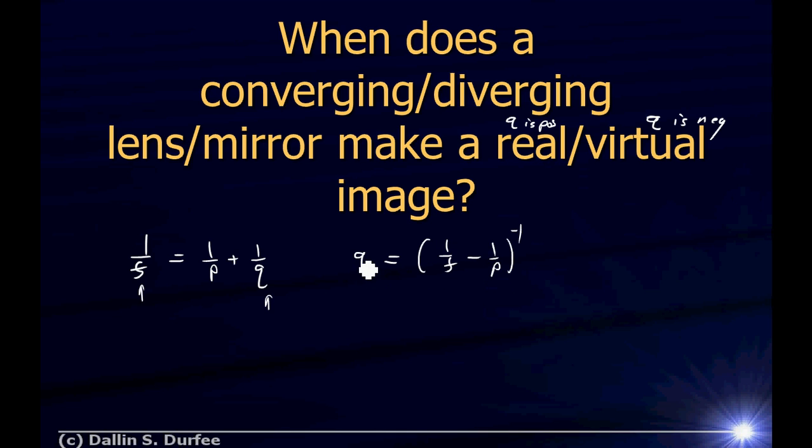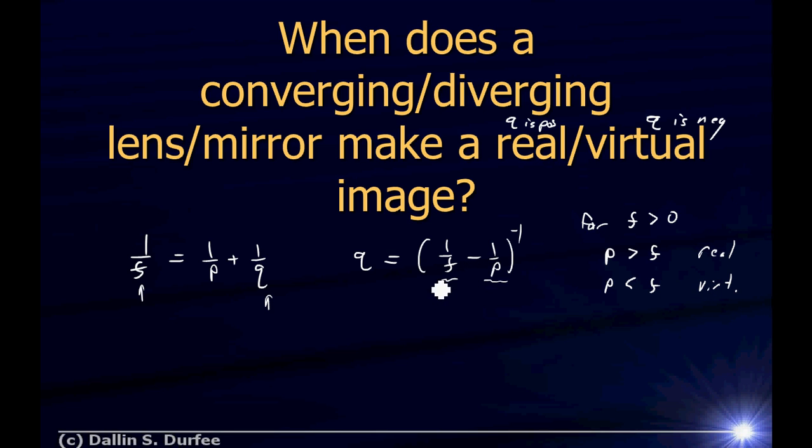For Q to be positive, this thing has to be positive, because 1 over something positive is positive, and 1 over something negative is negative. So for a converging lens or mirror where the focal length is positive, as long as P is greater than F, we get a real image. Q is positive. But if P is less than F, we get a virtual image. Q is negative.